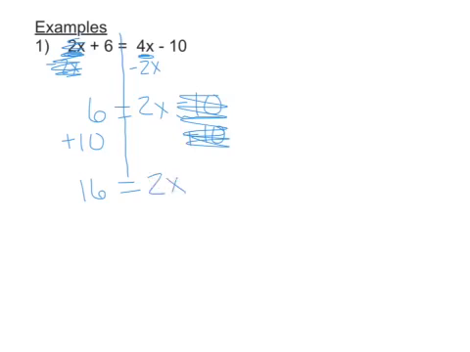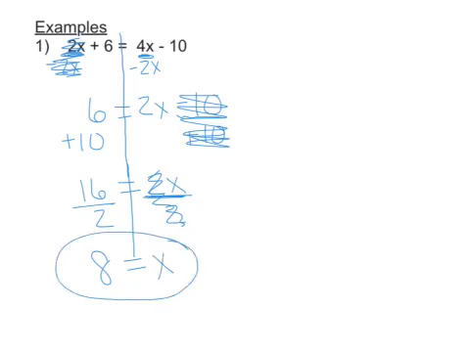And then our third step is to get rid of the coefficient. So our coefficient is the number that's in front of the variable, which is our 2. So this 2 times x. The opposite of multiplying by 2 is dividing by 2. Do that on both sides. 16 divided by 2 is 8. Bring down your equals. 2 divided by 2 is 1, which leaves you with an x. So x equals 8.